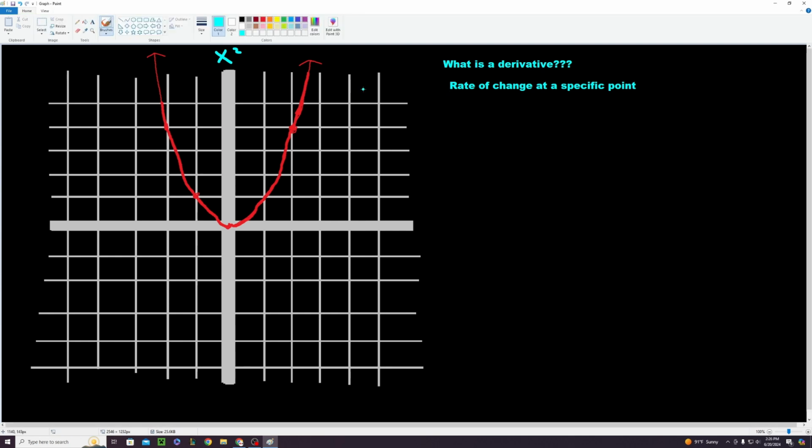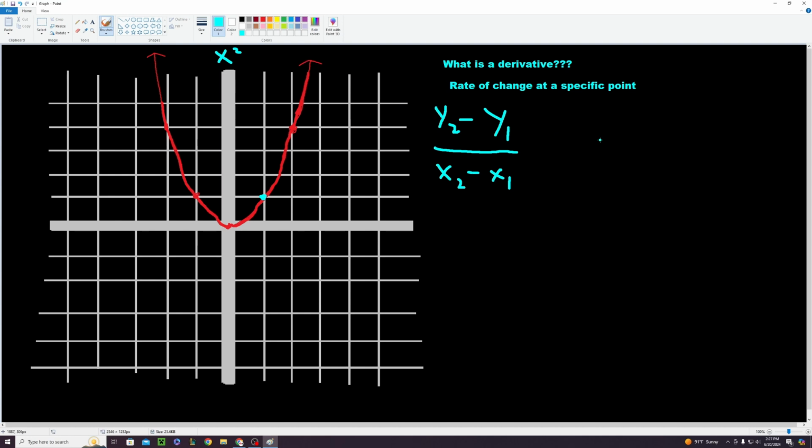And what we're going to need first is the formula to figure out the rate of change, which is y2 minus y1 all over x2 minus x1. That's the formula for the rate of change. Now let's try to figure out the rate of change at the point x equals 1 for the function x squared. Let's give an example. Let's try to find the average rate of change from the point x equals 1 to x equals 3 for this function.